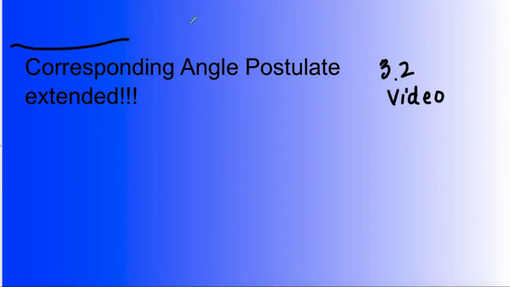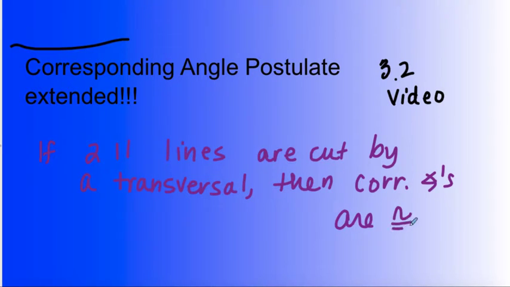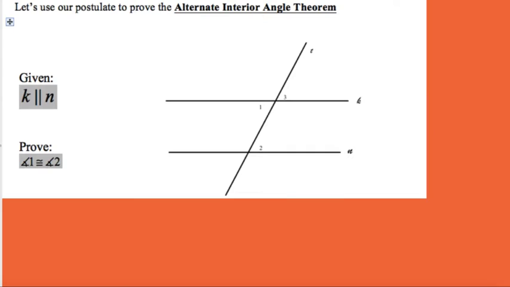Now remember, of course, the corresponding angle postulate says that if two parallel lines are cut by a transversal, then corresponding angles are congruent. Corresponding angles are congruent. I love congruent because it means they're equal. All right, so how can we use it?